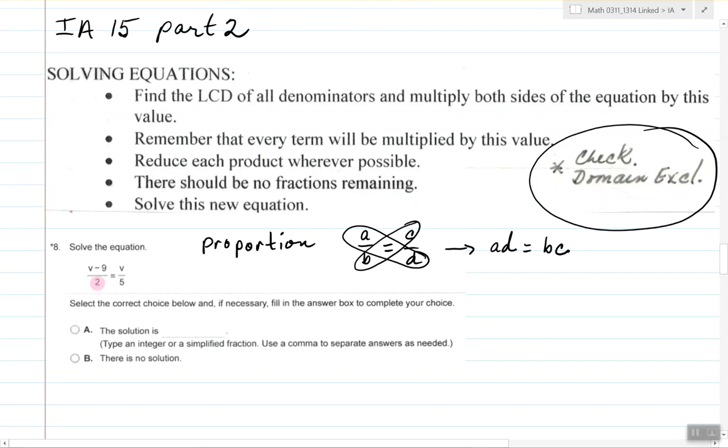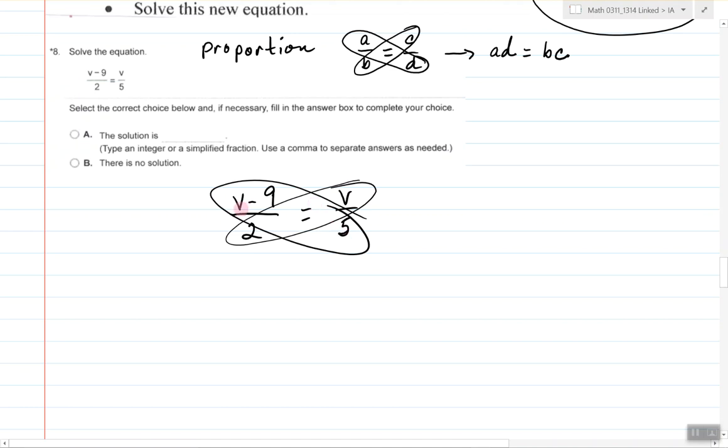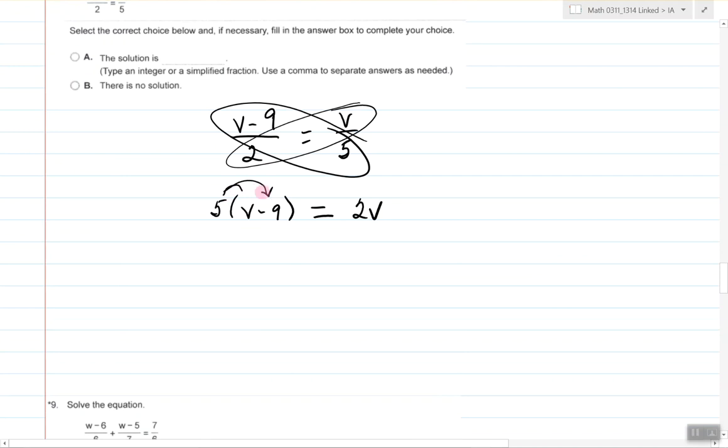This denominator is just a number. This one is just a number. So there are no domain exclusions. So I'm going to take v minus 9 over 2 equals v over 5, and I'm going to look at the cross products. 5 times v minus 9, and I'm going to use my parentheses, will equal 2 times v. This is a linear equation to solve. Quadratic equations have an x squared. These do not. 5 times v is 5v. 5 times negative 9 is negative 45 equals 2v.